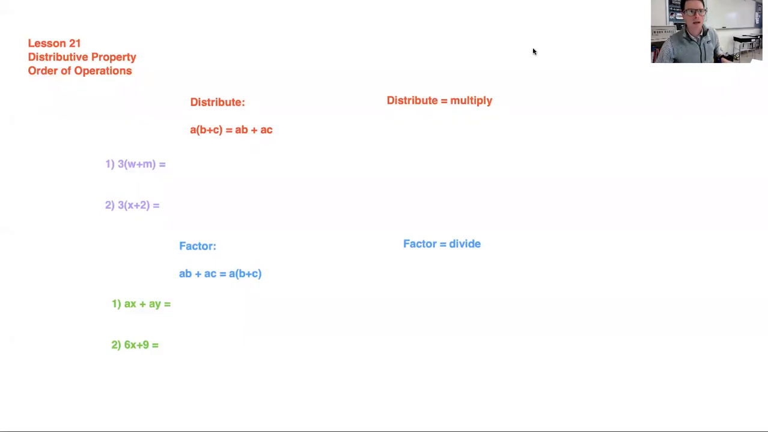All right, lesson 21. So we are doing distributive property and order of operations. This is a massive lesson, massive lesson. Two huge concepts wrapped into one lesson. Thank you, Saxon Math. So let's get into it. Let's start with the distributive property.